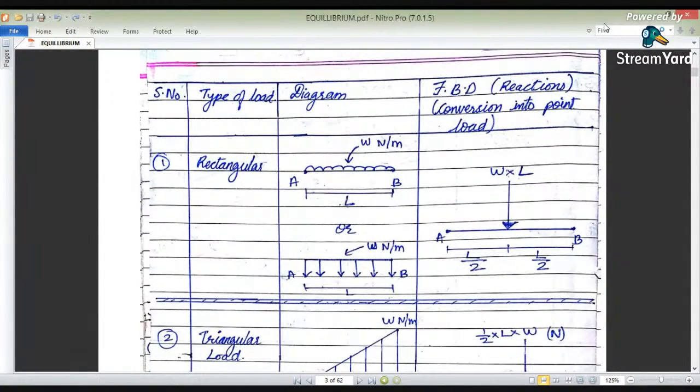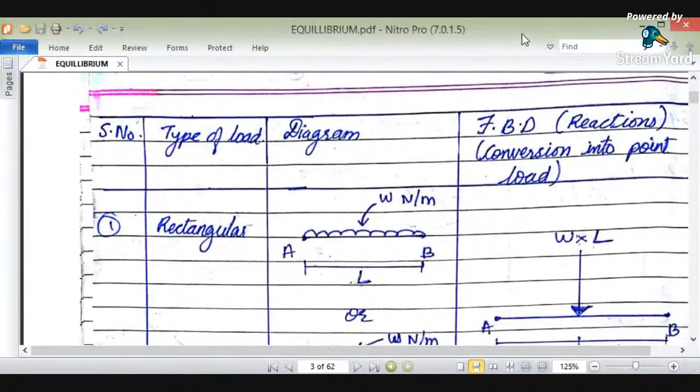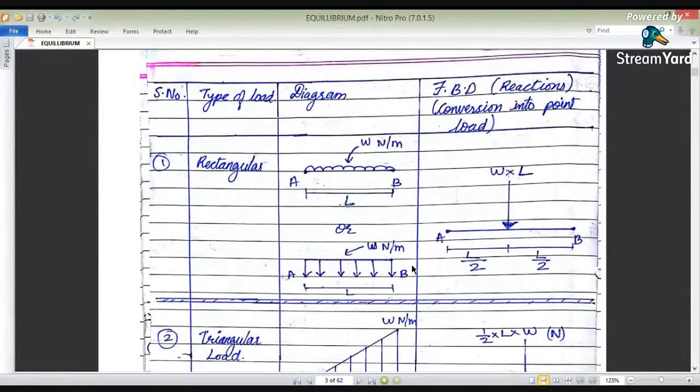Again, types of loadings are also important while solving problems related to this, because depending upon the different loads, whether a uniformly distributed load or a UVL, that is a uniformly varying load, is given, it has to be converted into a point load. Here rectangular loading has been given, that is a uniformly distributed load, having an intensity of W Newton per meter.